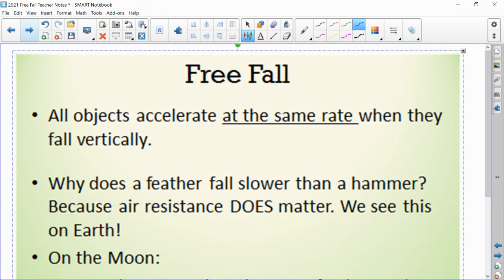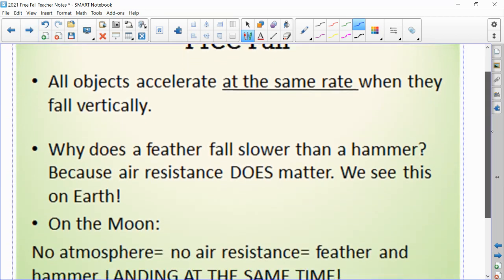All objects accelerate at the same rate when they fall vertically. Galileo, long time ago, was able to show that. In the absence of air resistance, everything is going to fall at the same rate. It seems weird. If I drop a feather and a hammer, obviously the hammer is going to hit the ground first. That's because air resistance gets in the way.